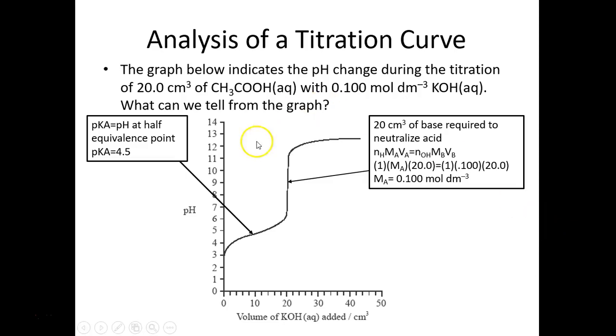All right, so we used 20 milliliters of the weak acid, and we titrated it with 0.1 molar potassium hydroxide, and it took about 20 milliliters to titrate it. So the number of hydrogens times the molarity of the acid times the volume of the acid equals the number of hydroxides times the molarity of the base times the volume of the base. Since it's a monoprotic acid and a base with only one hydroxide, and we used equal volumes, the concentrations are also equal.